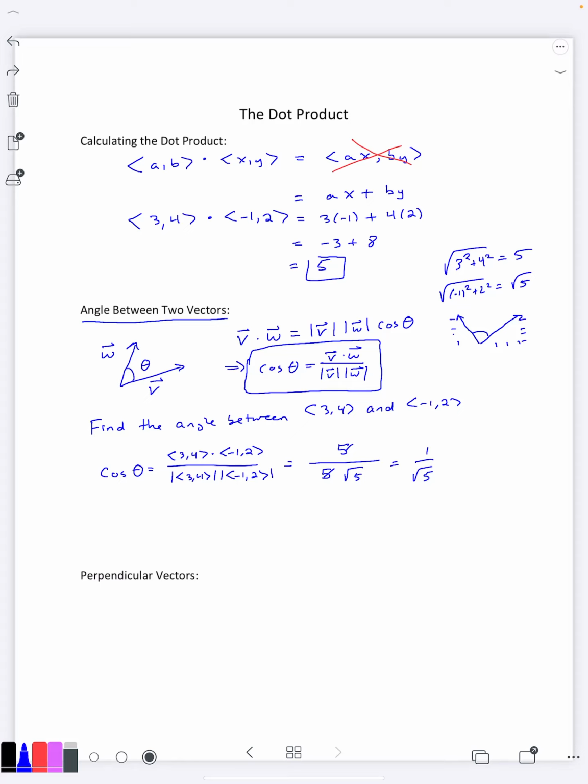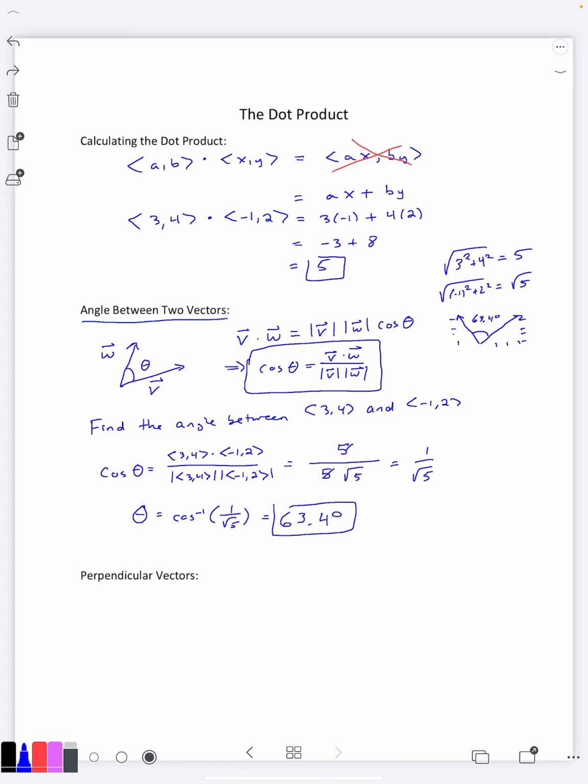Now, if I want to get the angle, I would do cosine inverse of this. And if I put this into my calculator here, cosine inverse of 1 over root 5, and I get 63.4 degrees. And so this tells us that the angle between these two vectors here is 63.4 degrees.